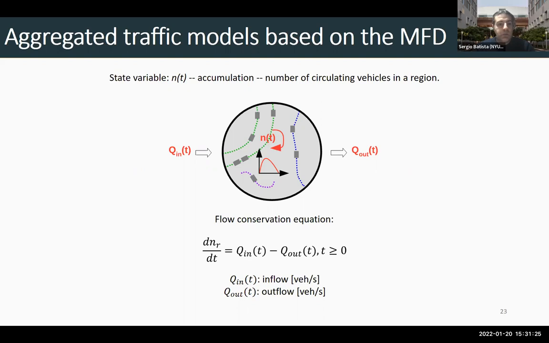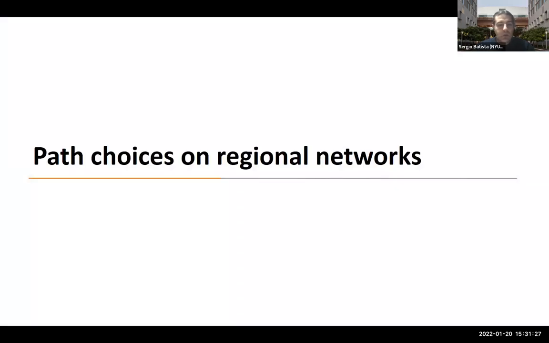So move on, next. Now that we have this network, and a way to mimic the traffic conditions in our regional network, we need to tell people, if you are going from this origin to this destination, and here, origin and destinations stand for regions. So for people that are traveling from one region in the city to another region, we need to define paths. So how people will move in this network. Please go to the next.